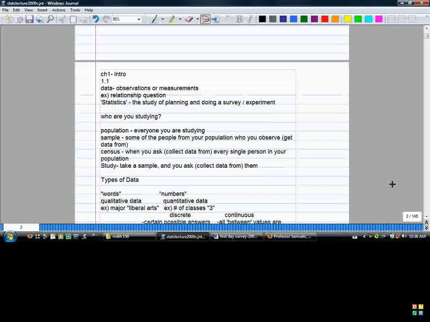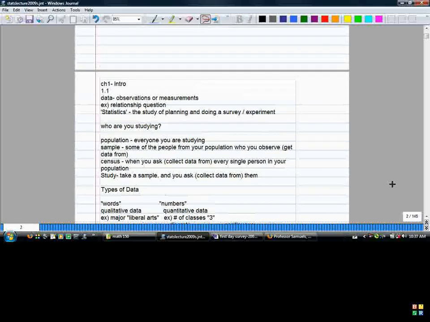All right. Now, among quantitative data, there are 2 types of data. So, number of classes I've taken. Could someone say I've taken 2.4 classes? No, it doesn't make any sense. Okay. But if I said, what temperature is it outside? I could say, gosh, it's cold. But I could also say it's 31.74 degrees. Could I say that? Okay. So clearly these are two different kinds of quantitative data.